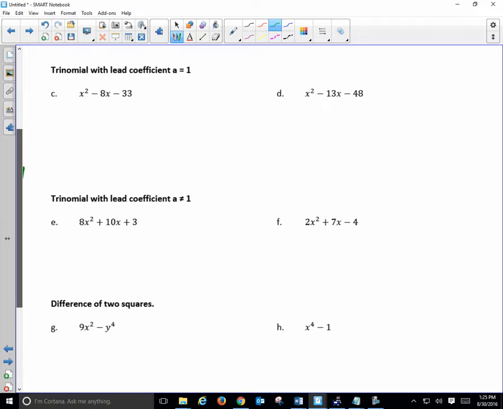Trinomials are wonderful. They factor quite easily most of the time. We have x and we have x. Two numbers that multiply to negative 33 and add to negative 8. Yep. Very good. You try D on your own.